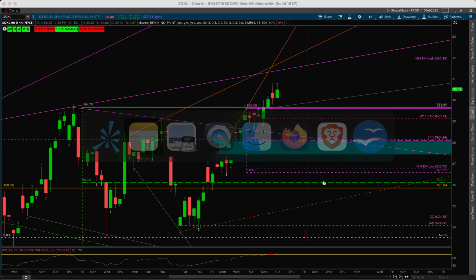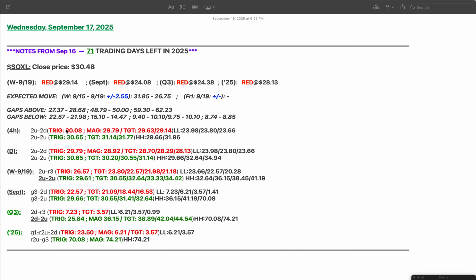So let's go to our notes. And again, from the downside, if we go below 30.08, the magnitude would be 29.79 with extended targets of 29.63 and 29.14. If we go to the upside, that's a 2 up, 2 up, so it's not a reversal. It doesn't have a magnitude. It just has a trigger and targets. So trigger would be 30.65 and target is 31.14 and 31.77.